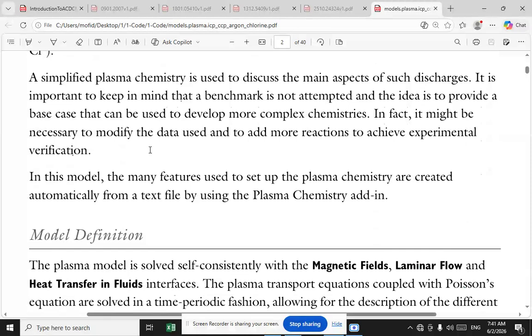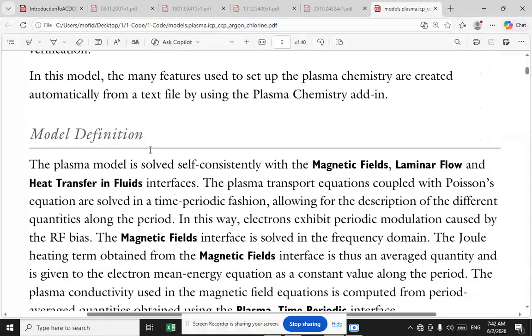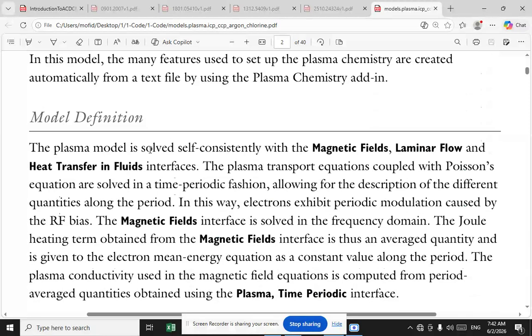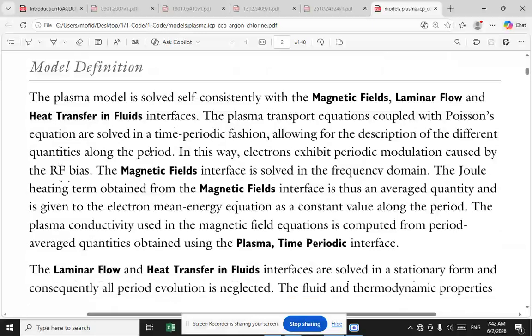It is important to keep in mind that this is not a benchmark attempt, and the idea is to provide a base case that can be used to develop more complex chemistries. In fact, it might be necessary to modify the data used and to add more reactions to achieve experimental verification. In this model, the many features used to set up the plasma chemistry are created automatically from a text file by using the plasma chemistry add-in. Now I want to go through the model definitions.